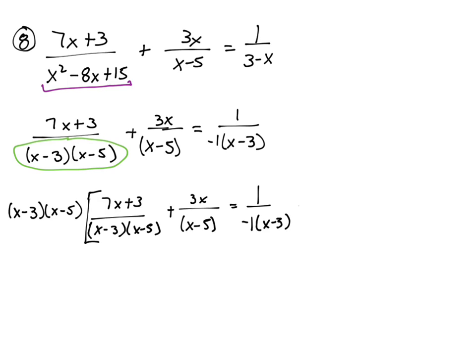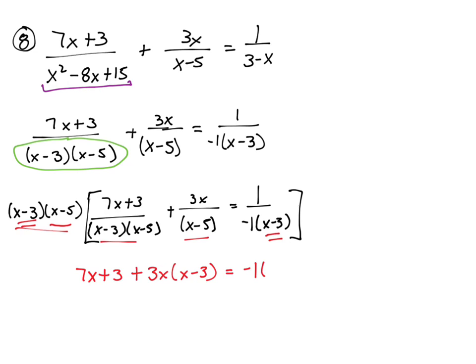So in the 1 and the negative 1, we could put the negative on top if we really wanted to. But we're multiplying this out to see if we can cancel out those denominators. In this case, this quantity cancels with this, so we're just left with 7x plus 3. And then the next one, the only thing that cancels is the x minus 5, so this becomes 3x times x minus 3. And for the last bit, the x minus 3 cancels with this, and that leaves behind negative 1 times x minus 5.